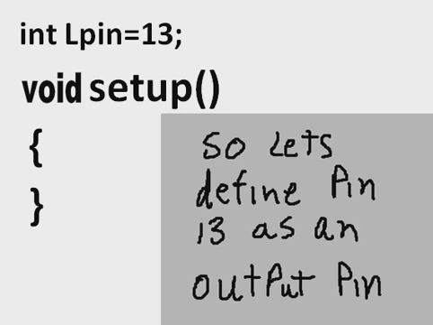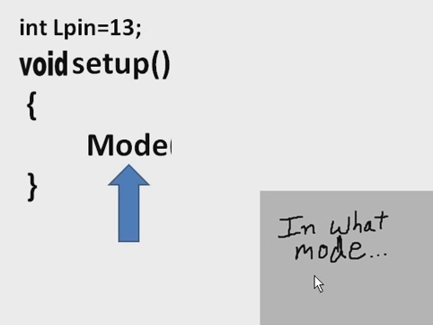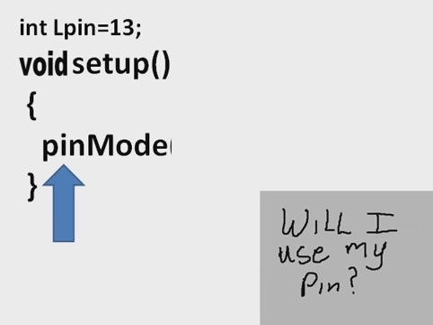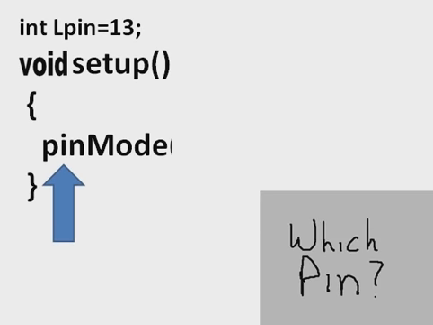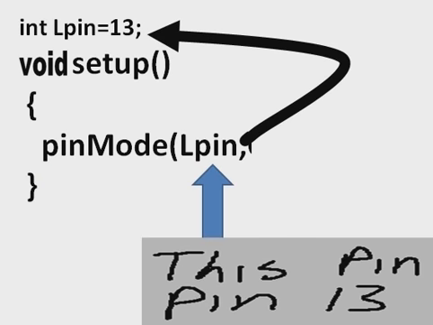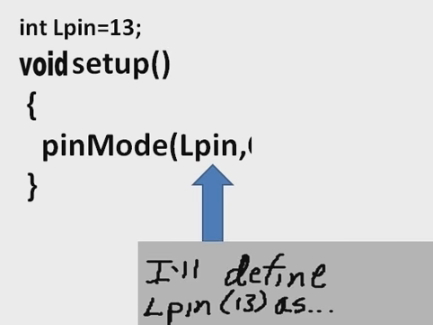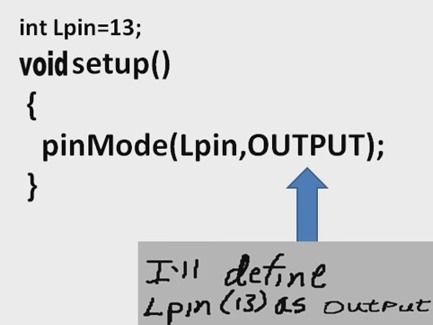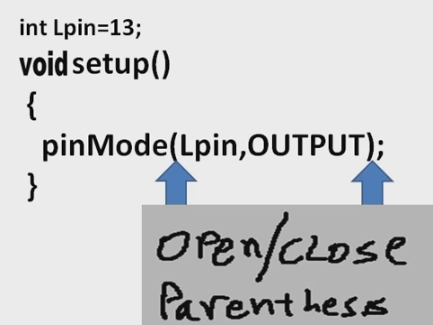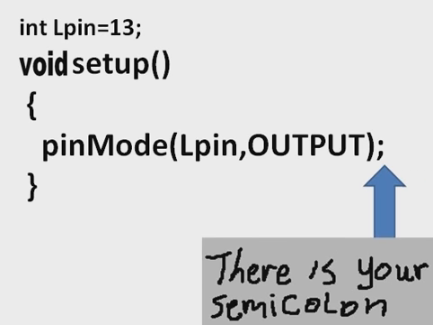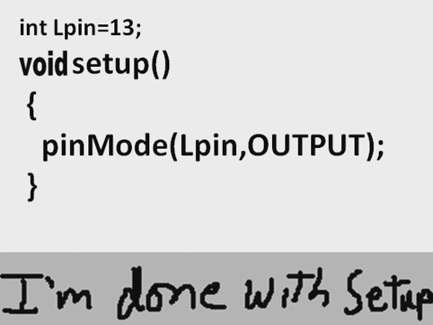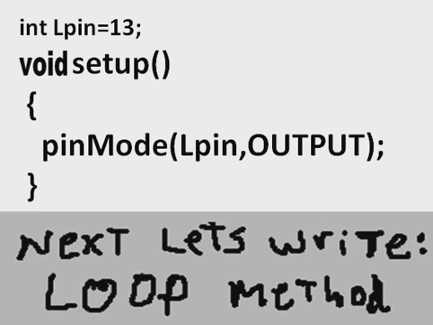So let's define pin 13 as an output pin. In what mode will I use my pin? Which pin? Answer: this pin, pin 13, L pin. L pin has been defined as 13. I'll define L pin 13 as output. There's my open and close parens, and here's my semicolon. I'm done with setup. Now let's write the loop method.